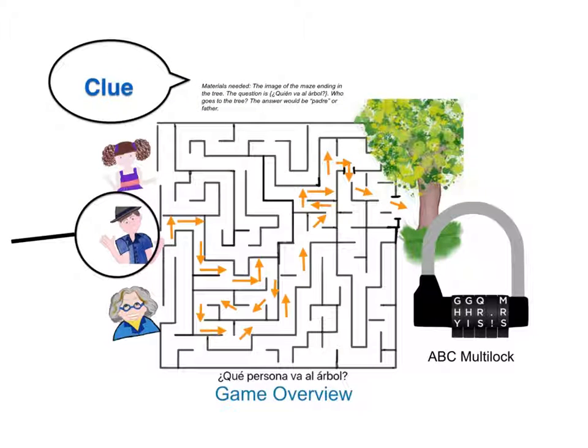Here is the solved clue for the ABC multi-lock, which has the answer padre. It says, ¿Qué persona va al árbol? Which person goes to the tree? We have Angela, abuela, and padre. If the students follow each of them through the maze, the only one that will get all the way to the tree without being stuck is padre. And the orange arrows represent his path through to the family tree.